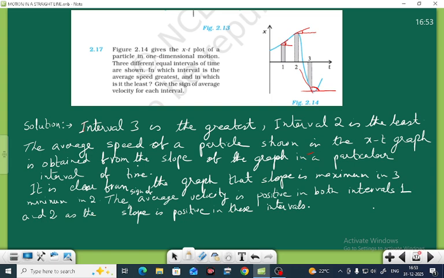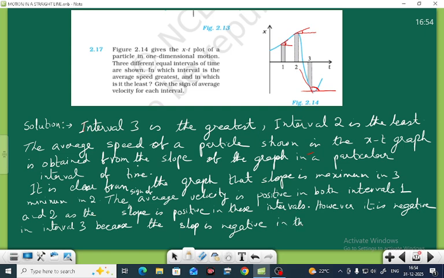However, it is negative in interval 3, because the slope is negative in this interval. We can find the average velocity sign: in case of 1 and 2 it will be positive, in case of 3 it will be negative, right?